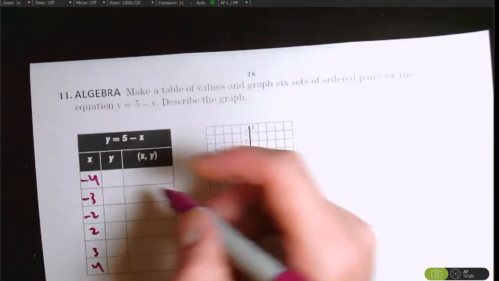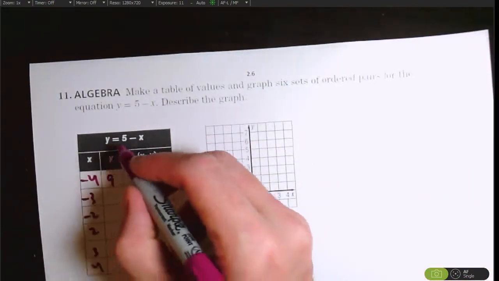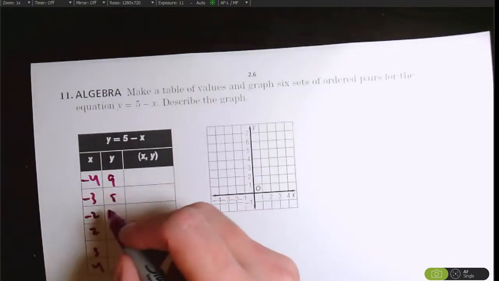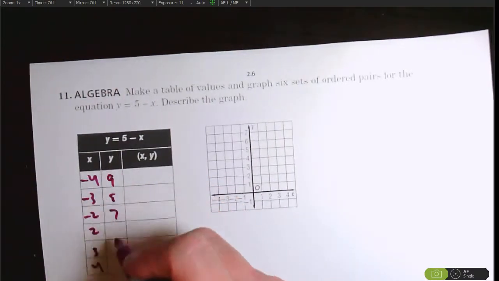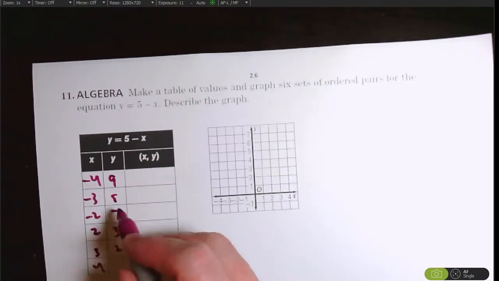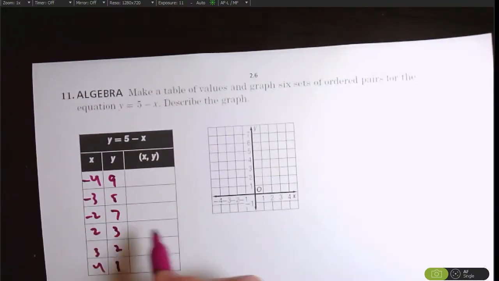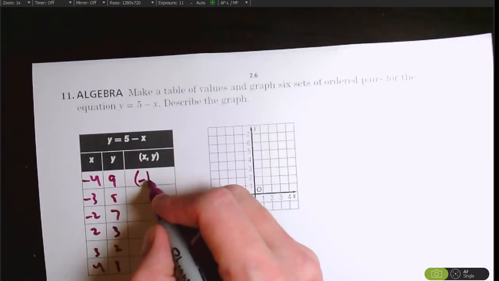Well, 5 minus -4 is actually +9. 5 minus -3 is 8. 5 minus -2 is 7. 5 minus 2 is 3. 5 minus 3 is 2. 5 minus 4 is 1. Now, -4, 9 is the first ordered pair.